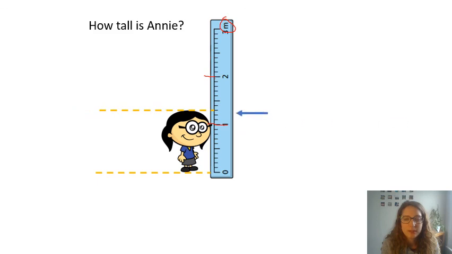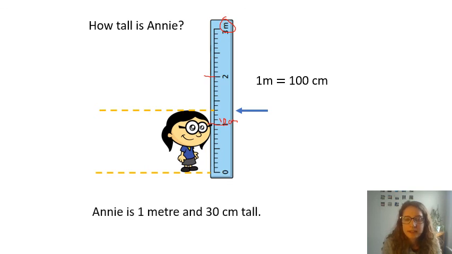Let's zoom in on this bit. So we go up to there. Okay, so 1 metre is 100 centimetres. And there are 1, 2, 3, 4, 5, 6, 7, 8, 9, 10. So we've got our 10 gaps or 9 lines in between, taking us up to 10 with this one. Okay, so each of these lines is worth 10 centimetres. Okay, so we can check. So we've got 10, 20, 30. So she is 1 metre and 30 centimetres. You can also write it as 1.3 metres. That would be absolutely fine.